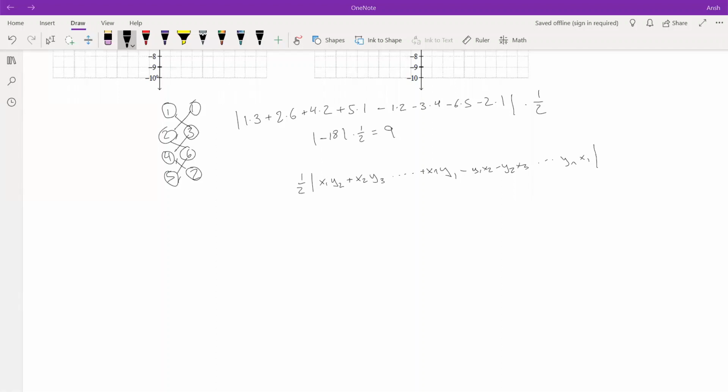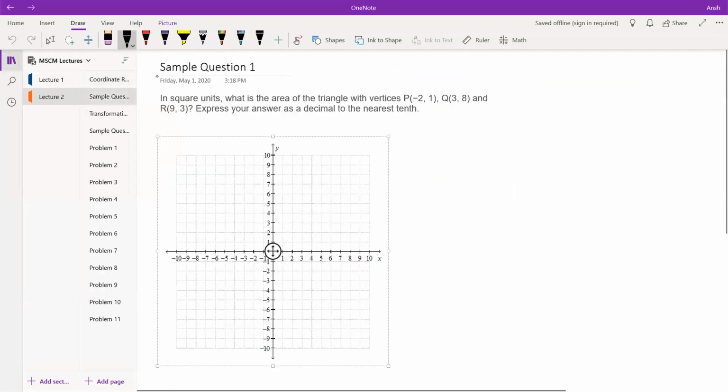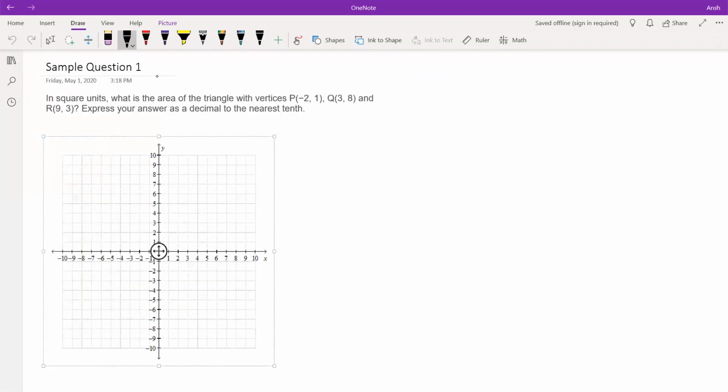So why don't we try this in another example problem? Okay, so the problem is about finding the area of a random triangle with the coordinates as given, P, Q, and R. So in this problem, we could draw them out. P is at -2, 1. Q is at 3, 8. And R is at 9, 3.